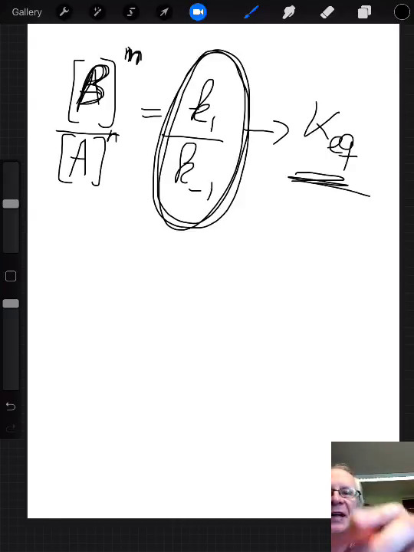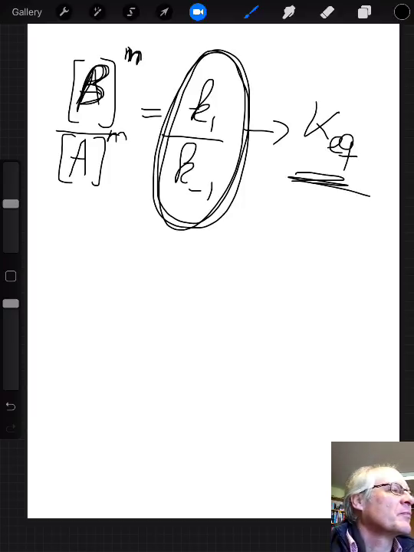Yeah, B to the power of N, I just changed it. My memory is so short I can't even remember what I did on the previous screen.